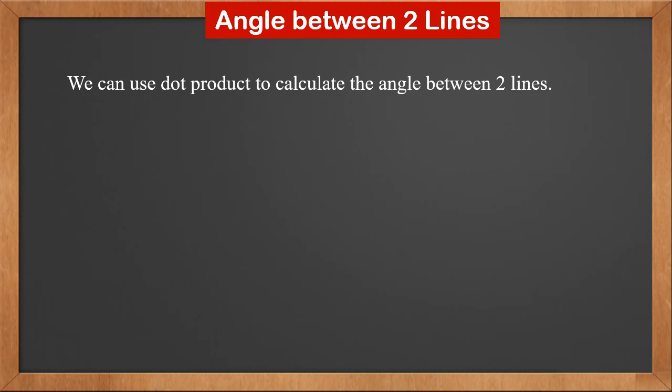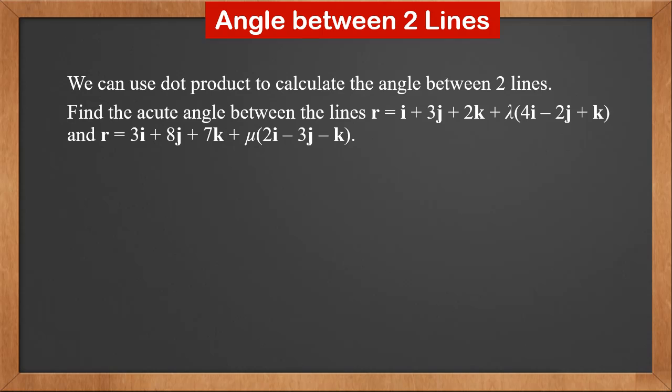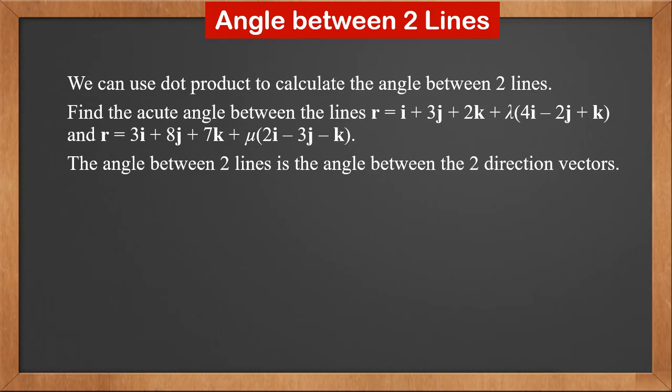We can use dot product to calculate the angle between two lines. For example, find the acute angle between the lines r = i + 3j + 2k + λ(4i - 2j + k) and r = 3i + 8j + 7k + μ(2i - 3j - k). The angle between two lines is the angle between the two direction vectors.